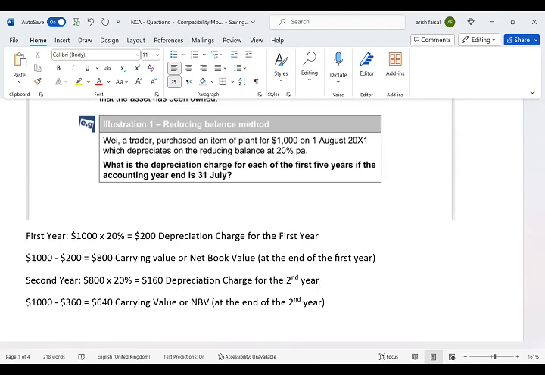Now, for the third year, again, we're going to repeat the same process. Now the carrying value of this asset is 640. We're going to again charge 20%. So 640 into 20% will give you a depreciation charge of 128 for the third year.